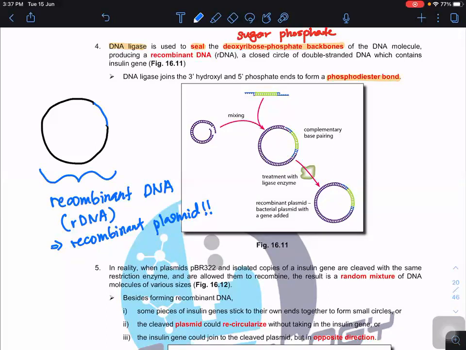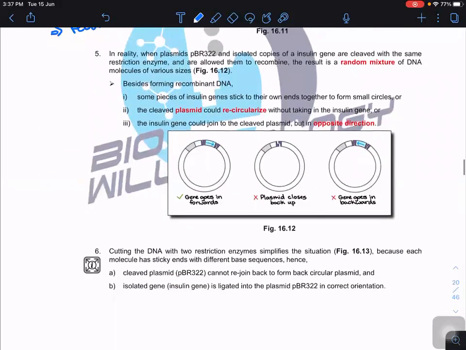So in reality, pBR322 and an isolated copy of the insulin gene are cleaved with the same restriction enzyme. We have to use the same restriction enzyme. So it means that it will give a random mixture. What will happen here is, you look at this diagram. The one that successfully incorporated in the correct direction is this. Can you see that? The plasmid closes back up. Or the gene is actually in the backward direction, which I don't want. These two I don't want. I only want this. This one is a success. These two are failed.